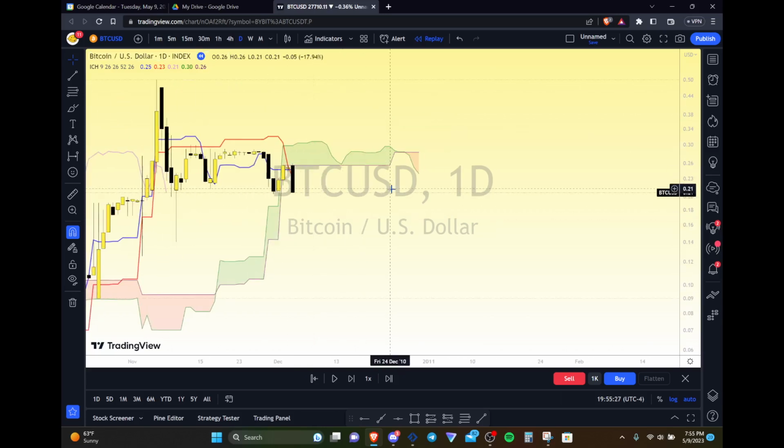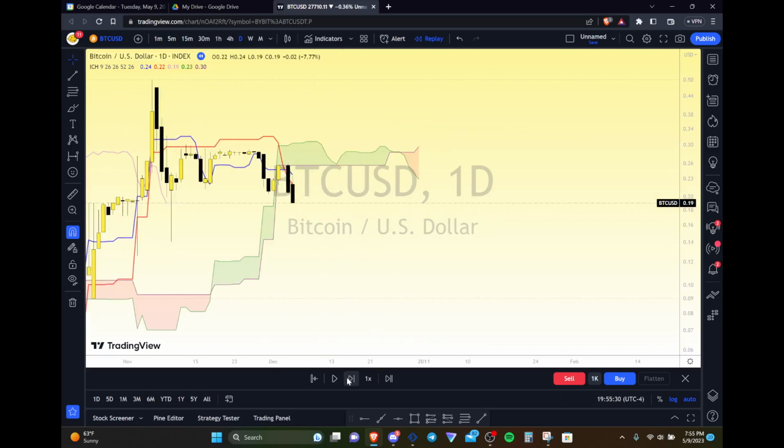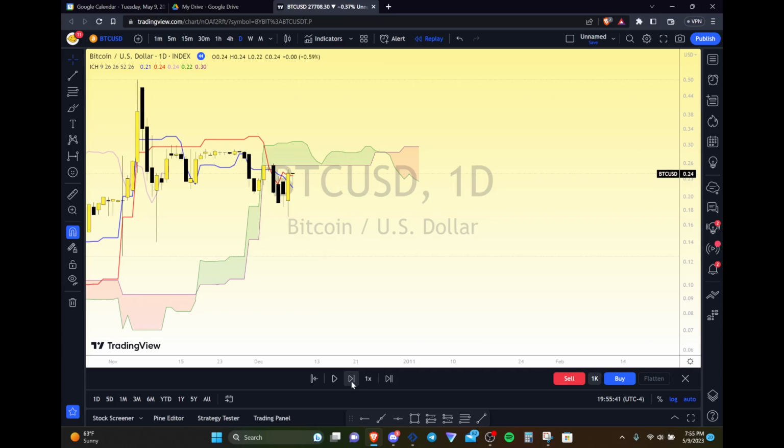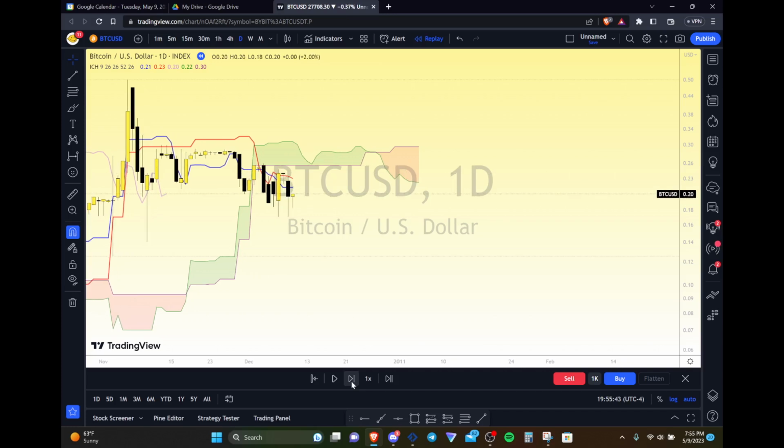Now, the warning about Ichimoku is it is a picky system. It's going to take a long time for you to get an entry, especially on the daily. But the theory is that when you do get your entry, the probabilities are very high for you to have success. Okay, so let's keep it going.